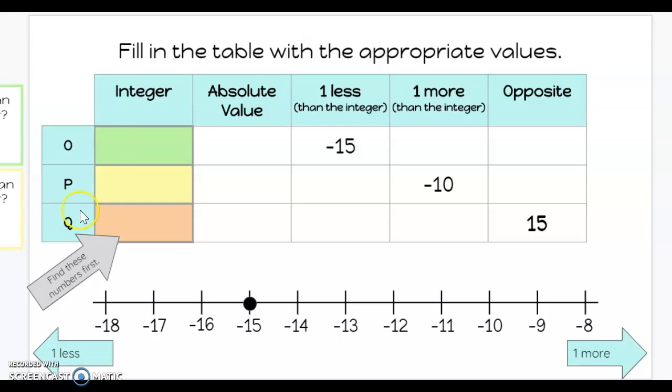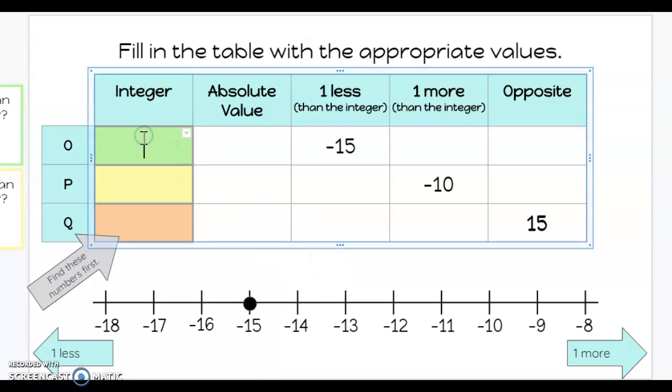And then on this last slide, it says fill in the table with the appropriate values. You are going to find the absolute value after you find the integer. So it says 1 less is -15. Well, what's 1 less than -15? Well, I would say it's -14. So you're going to put -14 in here. The absolute value of -14 is 14. One more than -14 is -13, right? Because it's going to the right. And the opposite of -14 is 14.